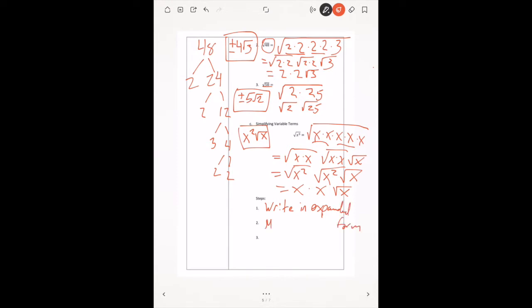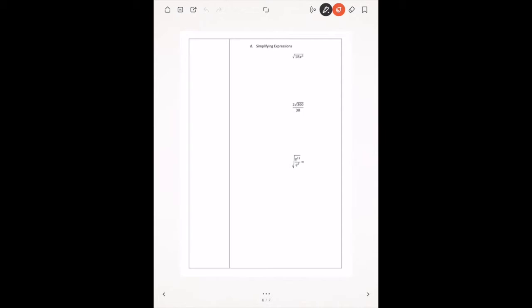And then we make groups of 2. No, I'm running out of space here. Make groups of 2, and then simplify. Easy as that. Let's try and apply it now when we have two things together.